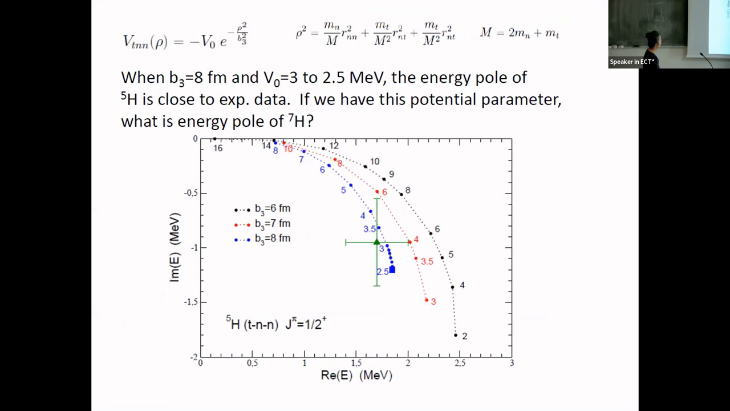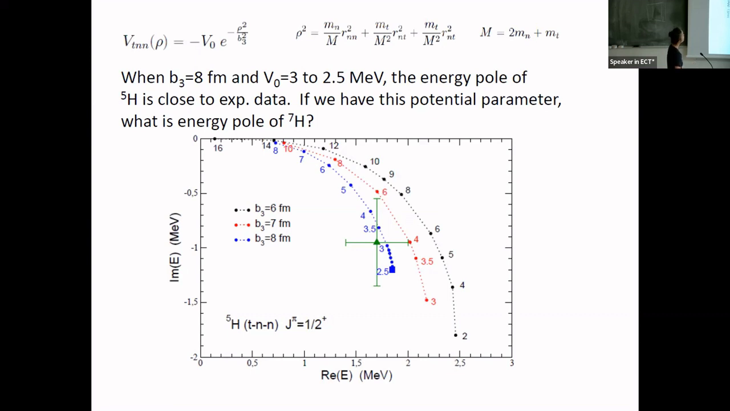Here is the energy trajectory of hydrogen-5. This is the real energy, and 0 means the threshold of triton plus nn. With respect to this threshold, you can see this is the real energy, and this is also 1/2 gamma, the decay width. We have three kinds of b3: 8 femtometer, 7 femtometer, and the black one is 6 femtometer. And this value is V0.